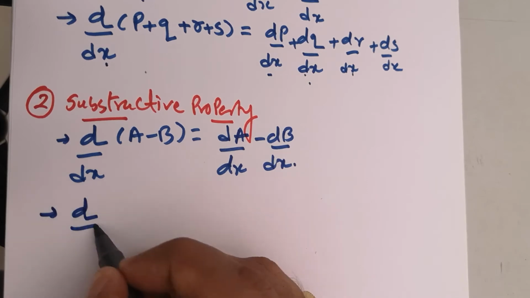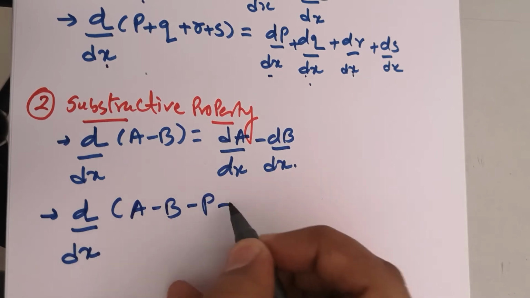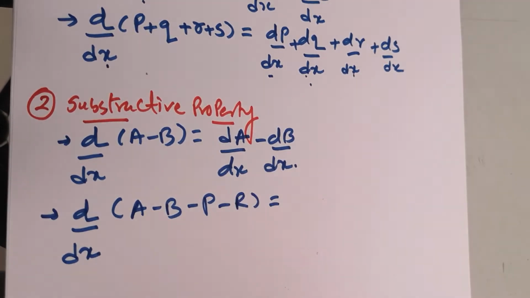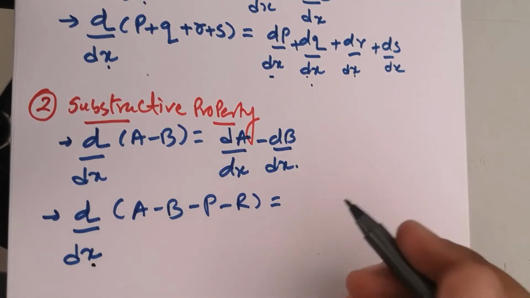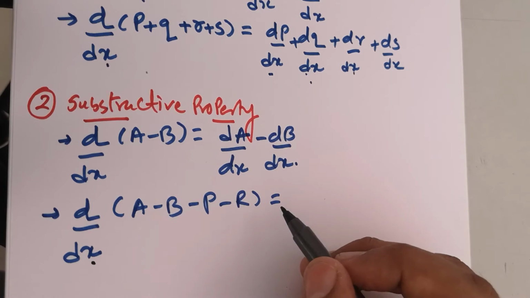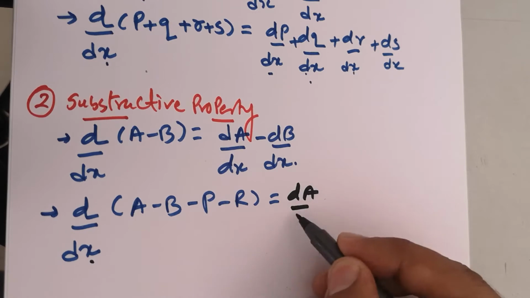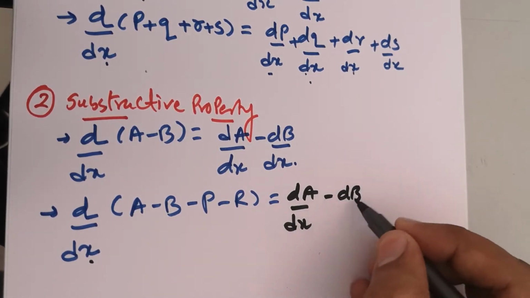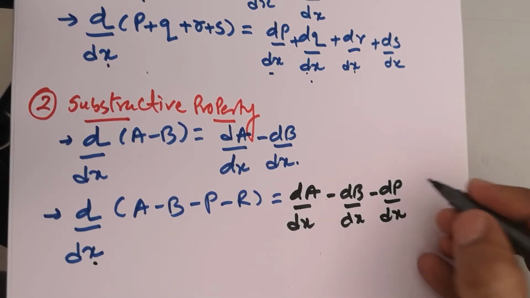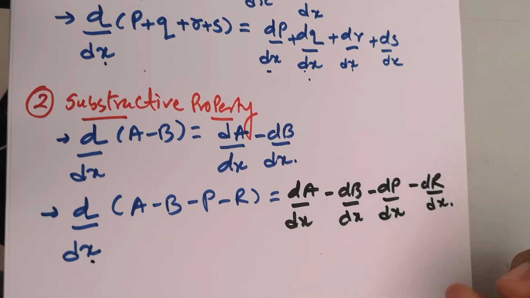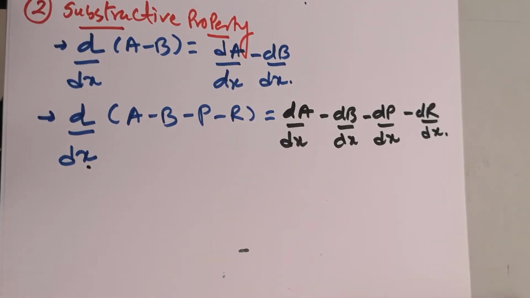Let's say I am utilizing some more examples. Let's say a minus b minus p minus r. You can read that a minus b minus p minus r is differentiated with respect to x, but directly differentiating a minus b minus p minus r is not possible. So we are doing dA by dx minus dB by dx minus dP by dx and minus dr by dx. These are the general terms we have utilized. This is called the subtraction property.